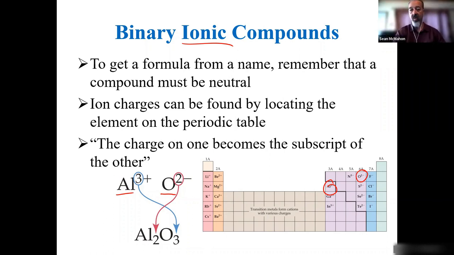Aluminum is a 3+. Why? It's group 3A. It's easier to lose 3 valence electrons than to gain 5. Oxygen, it's a 2-. Why? Group 6A. It's easier to gain 2 electrons than lose 6. Okay, now I've identified the charges by using the periodic table. How do I get the formula? I've got to make sure this is neutral. The easiest way to do this, I call it crisscross. Take the charges of each ion and use it as a subscript for the other element. Crisscross.